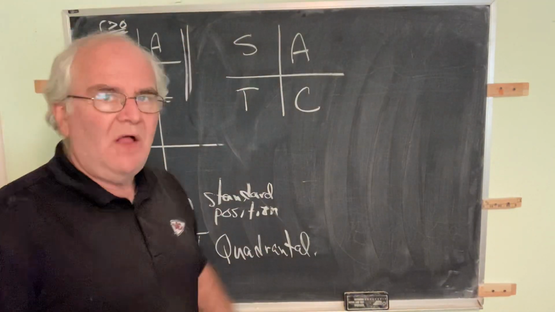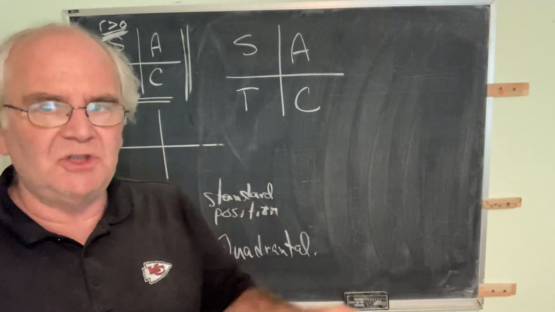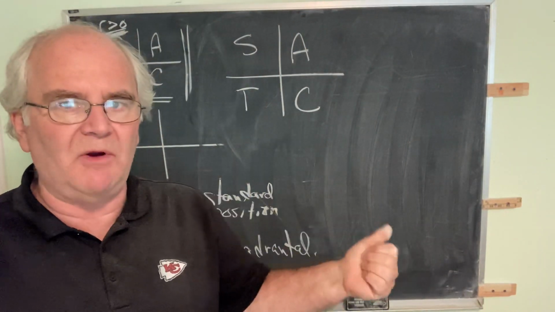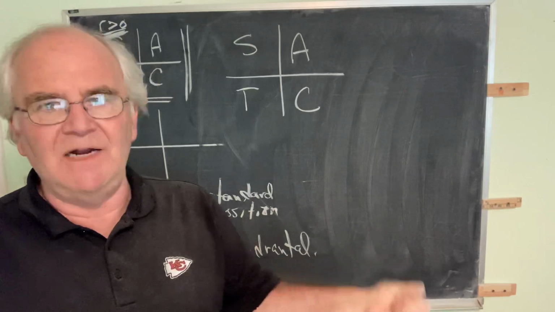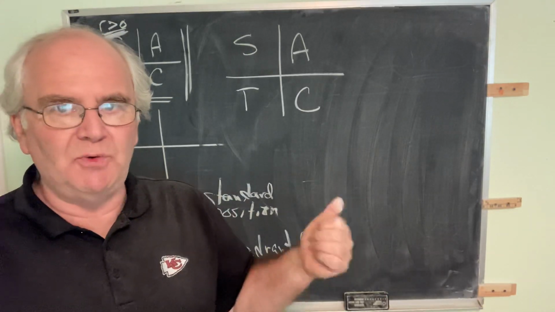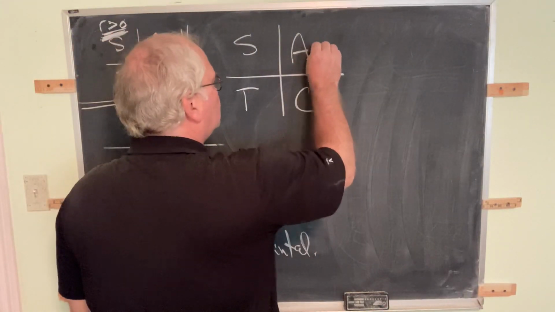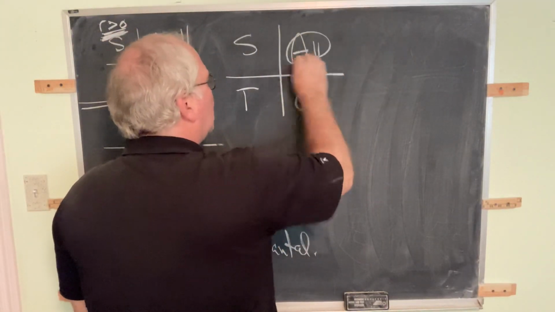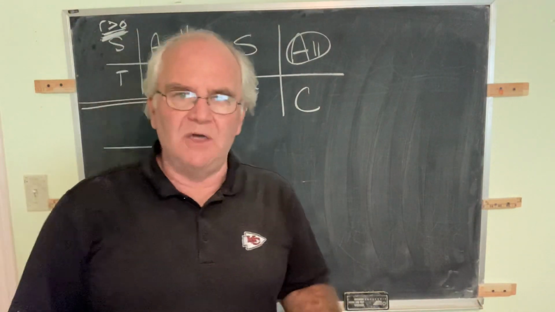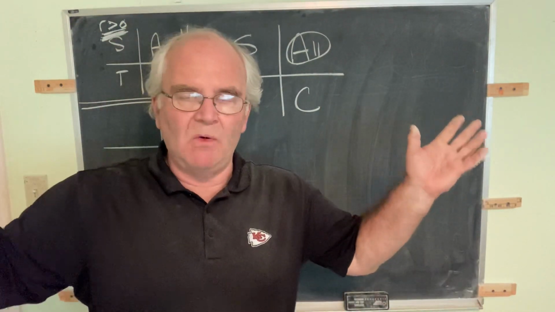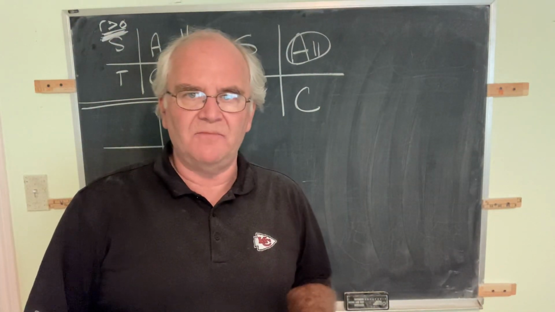This tells you the quadrants in which the functions are positive. If you want the negative, do the opposite. This tells you where the functions are positive. In quadrant 1, this stands for all. In quadrant 1, all functions are positive. That's it.